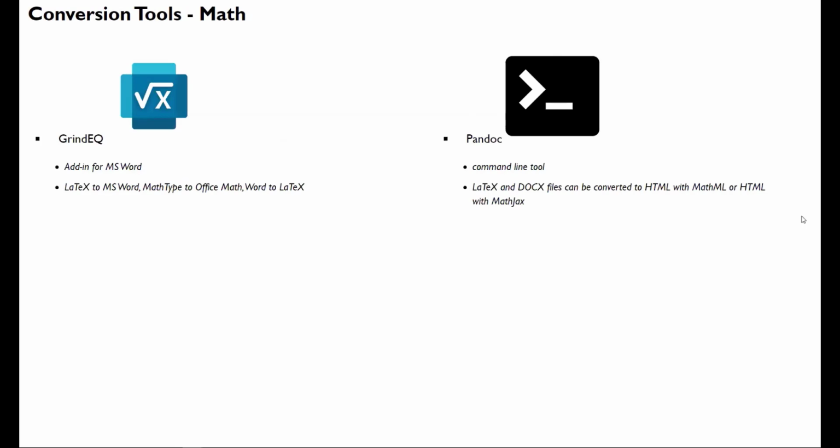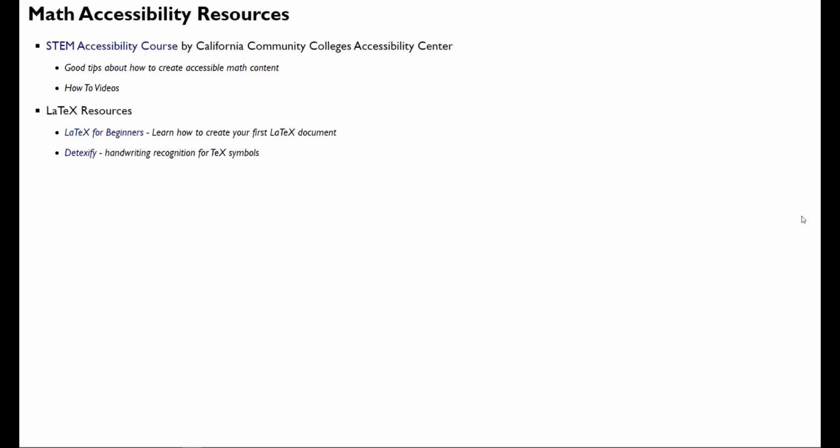A couple more things. Just lastly, I'd mention some conversion tools that you might be interested in. GrindEQ is a great tool to use if you want to convert Office math equations to MathType, or MathType equations to Office math. This can be really helpful, or if you want to open up a LaTeX file directly in Microsoft Word, GrindEQ can help you with that. And Pandoc is a command line tool that allows you to convert many kinds of formats into HTML or EPUB or Microsoft Word, which can be a very handy tool.